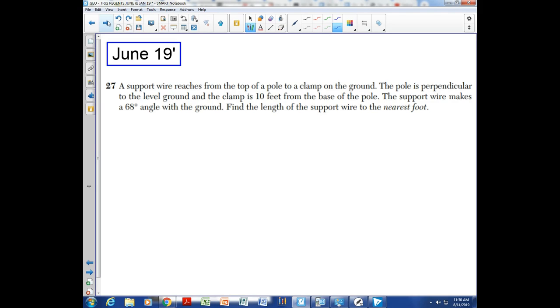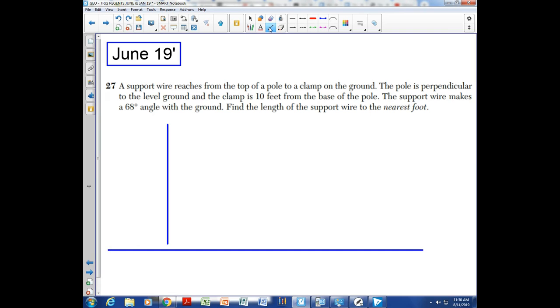Okay, I'm going to treat this one as if I was actually taking the test. So I'm going to use my straight edge. I realize I have a right triangle trigonometry problem. So I have my pole, which is perpendicular to the ground. Say this is the ground here, right? You got your ground, right?